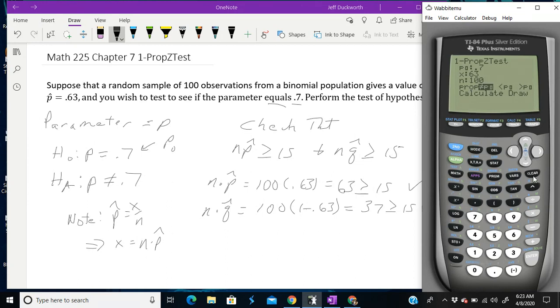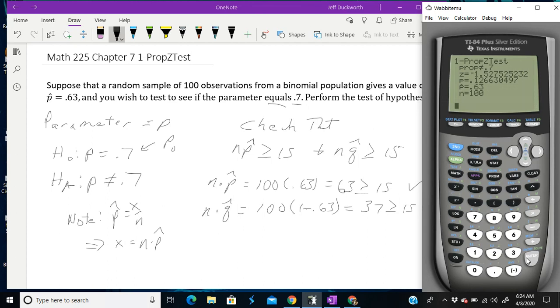And now this fourth option is picking what our alternative is. Well, it's either going to be doesn't equal, or less than, or greater than. We've already chosen doesn't equal, so make sure that's highlighted. If you needed to change it, you cursor over it, hit enter, and it changes. Again, that's not the one we want. We want the original one, but that's how you change it if need be. We're going to hit calculate. And this gives us quite a bit of information here.